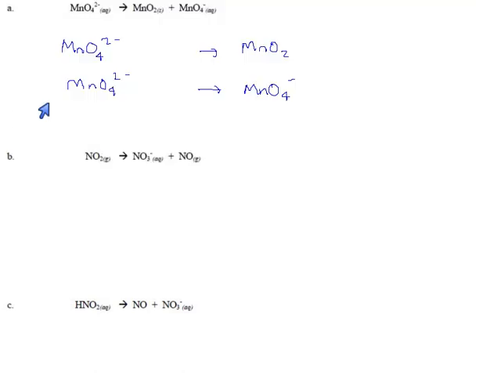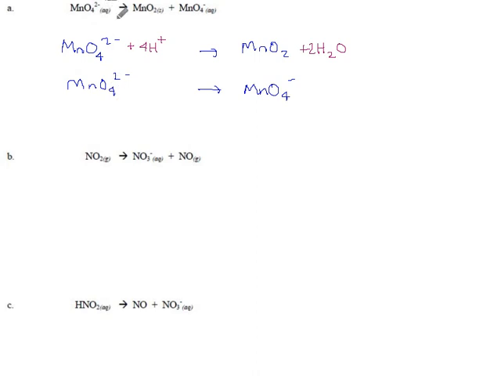Balance everything that isn't oxygen and hydrogen. Every one of these has one manganese in it, so we're good there. Oxygen. Four oxygens there, only two there, so this side needs oxygen, which it gets in the form of water. Sorry, two in front of that. Down here, four oxygens in both, so that part's okay. Balance hydrogen. There are four hydrogens on this side, so this side needs four hydrogen. Bottom one has no hydrogen at all, that's fine.